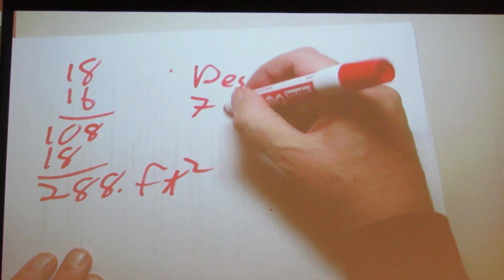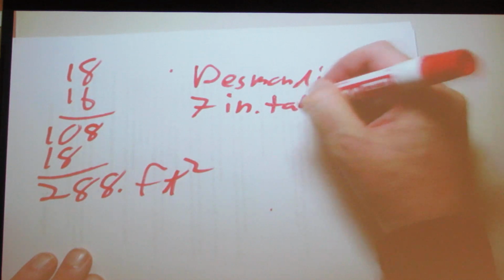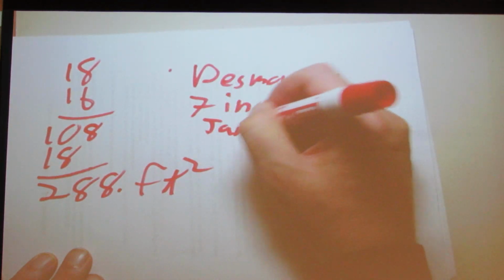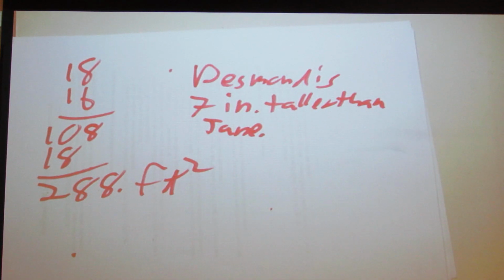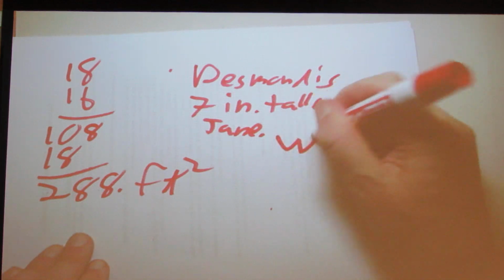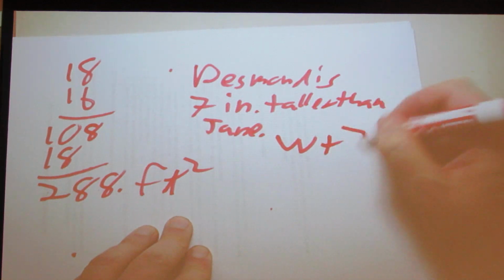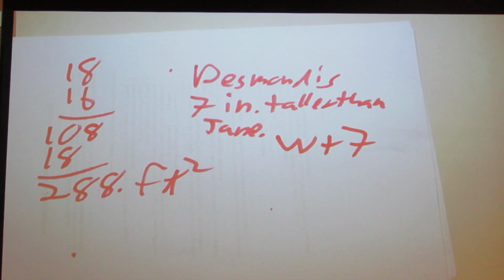Next, let's say Desmond is 7 inches taller than Jane. Write an algebraic expression for Desmond's height, and you're supposed to use a W. Make sure that you use whatever letter they tell you to, because the computer will mark you wrong. And here, you don't need to solve. All you're going to write is W plus 7. So remember, the important thing here is to use whatever letter they tell you.